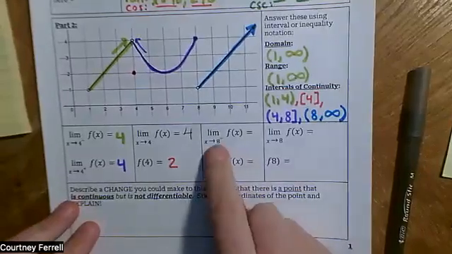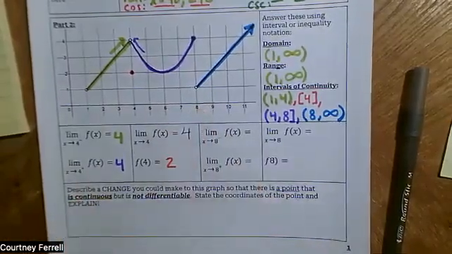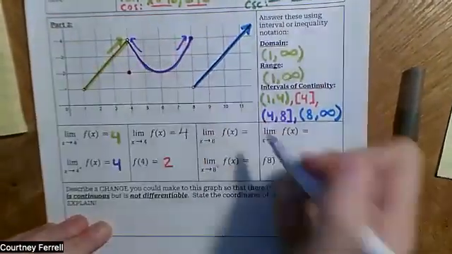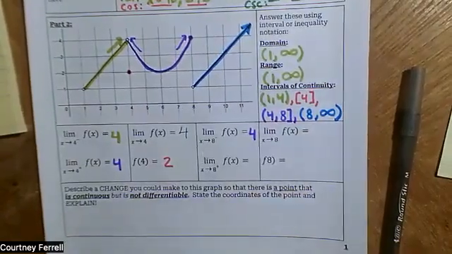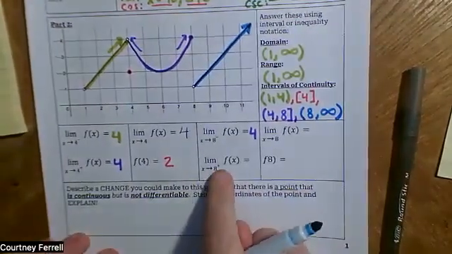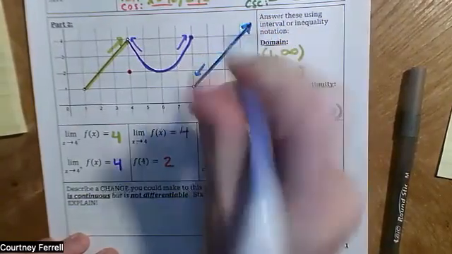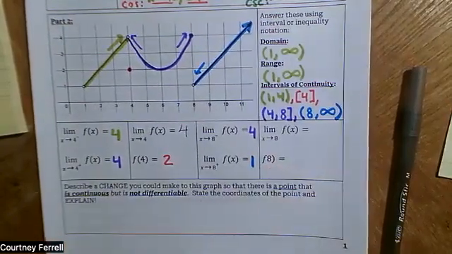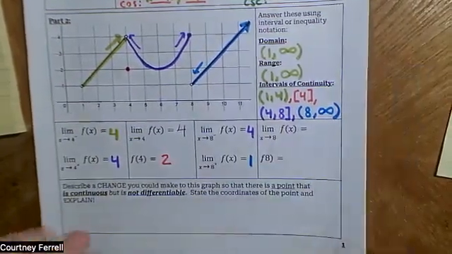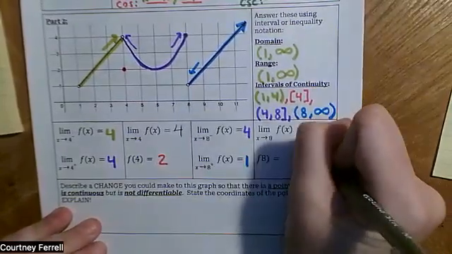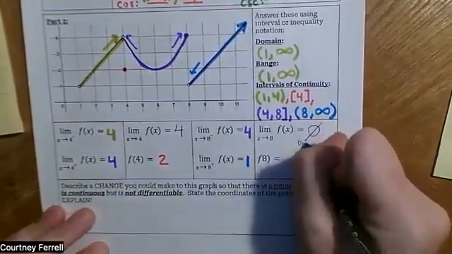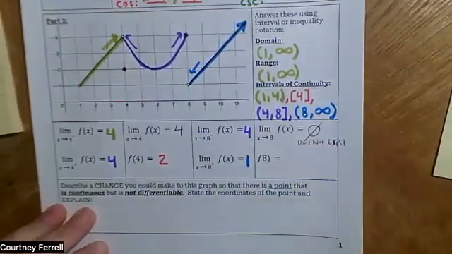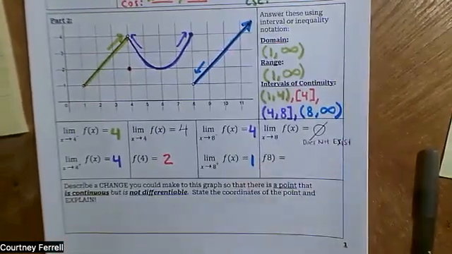Okay. 8 from the left. So here's 8. I'm headed towards 8 from the left. It looks like it's going to be this value, which is y equals 4. Headed towards 8 from the right. That's this direction. It looks like it's going to be y equals 1. These two numbers do not agree. Therefore, the regular limit, no left or right, doesn't exist. You also could write does not exist.